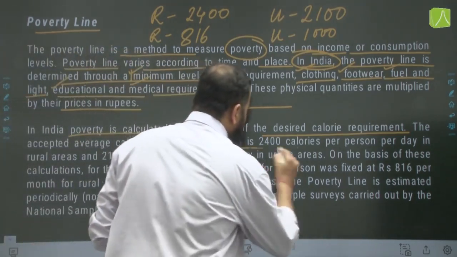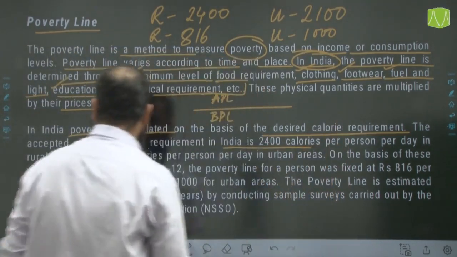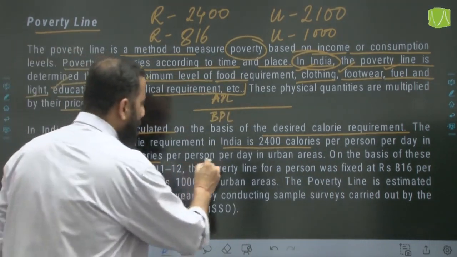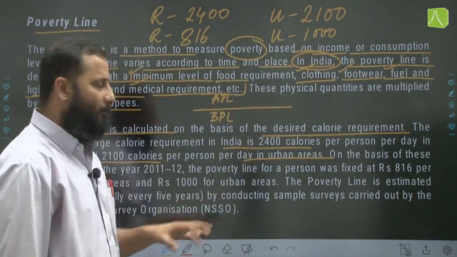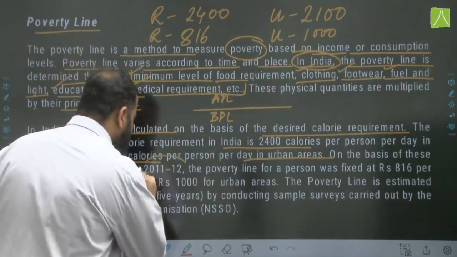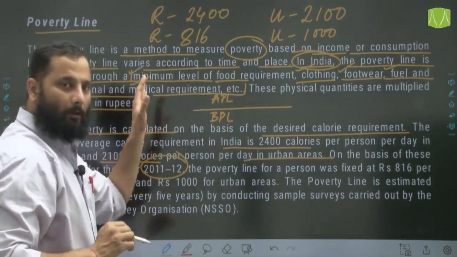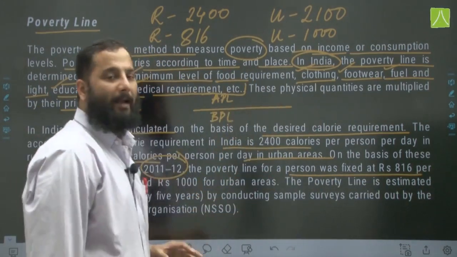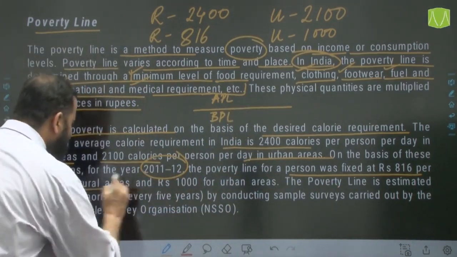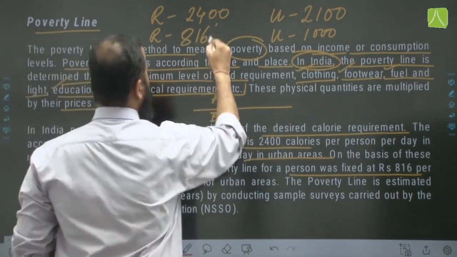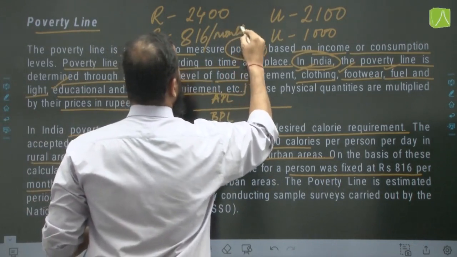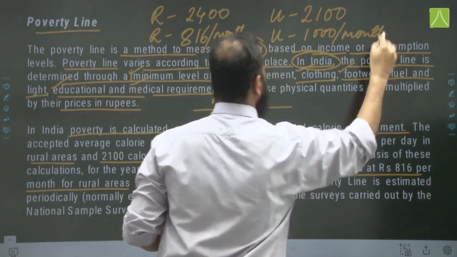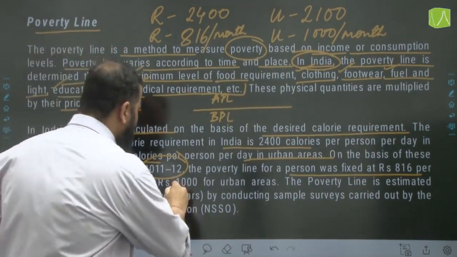So in India it is 2400 calories per person per day in rural areas and 2100 calories per person per day in urban areas. And on the basis of these calculations, for the year 2011-12, we are talking about 2011-12, the poverty line for a person was fixed at rupees 816 per month for rural areas, and rupees 1000 per month for urban areas.